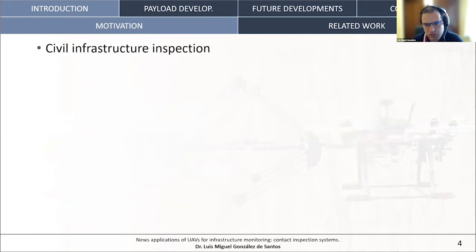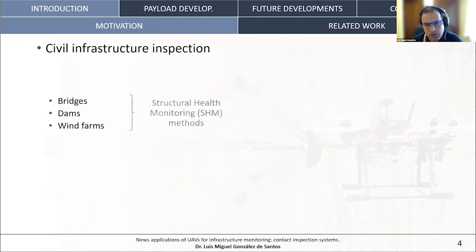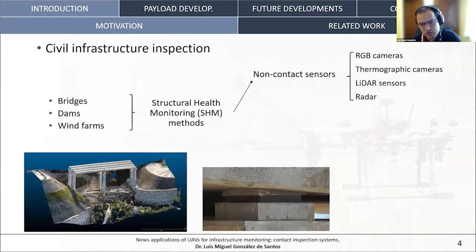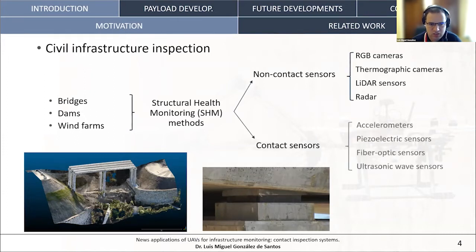So in the civil infrastructure field, there are some similar structures, as can be bridges, dams, or wind farms, where a series of inspections have to be performed during their life cycle to ensure its structural health. Some of these inspections are already carried out by UAV using non-contact sensors, such as different kind of camera, LiDAR sensors, or radar sensors. But some other inspections use sensors that have to be in contact with the structure, such as accelerometers or ultrasonic sensors.